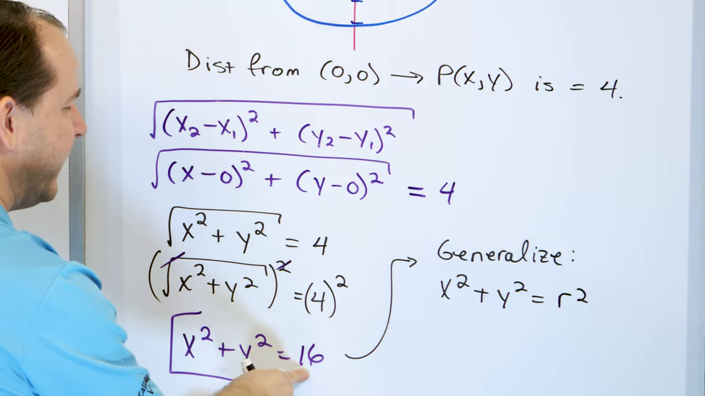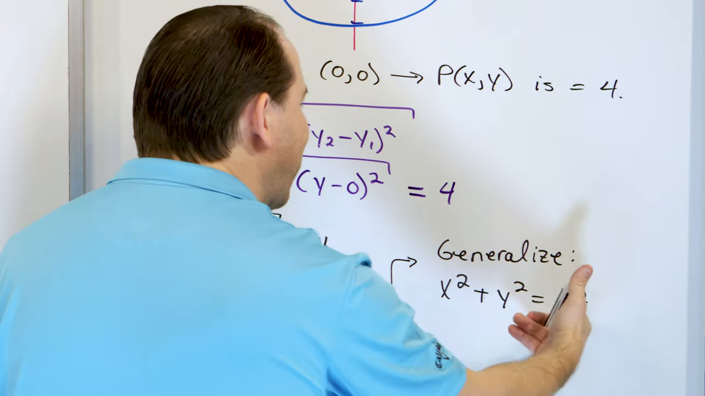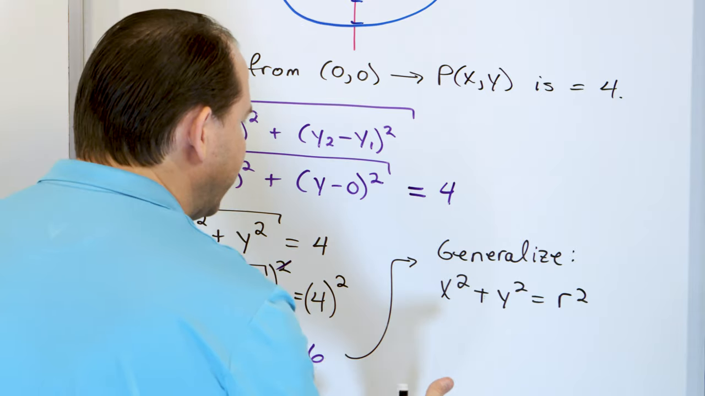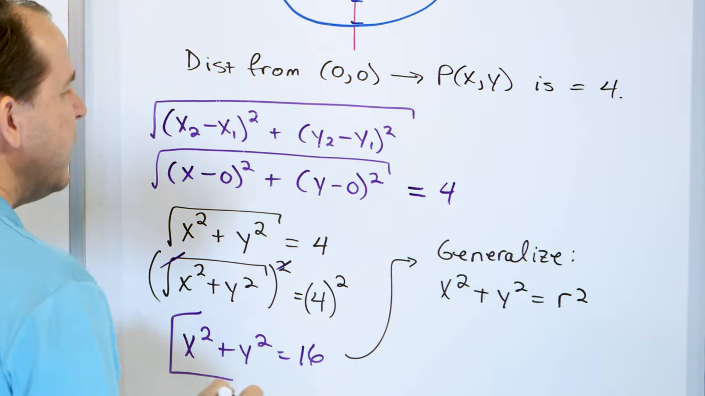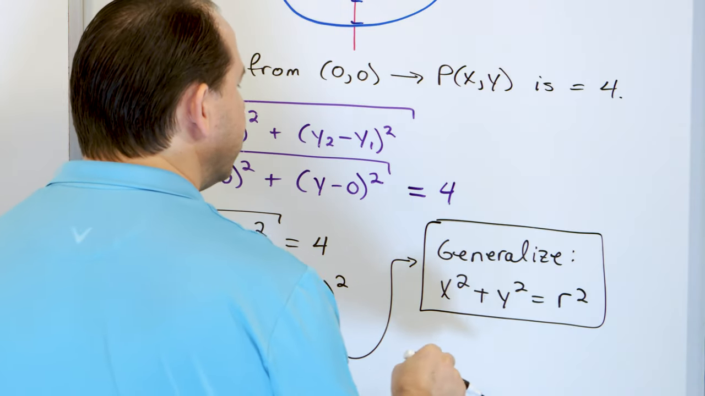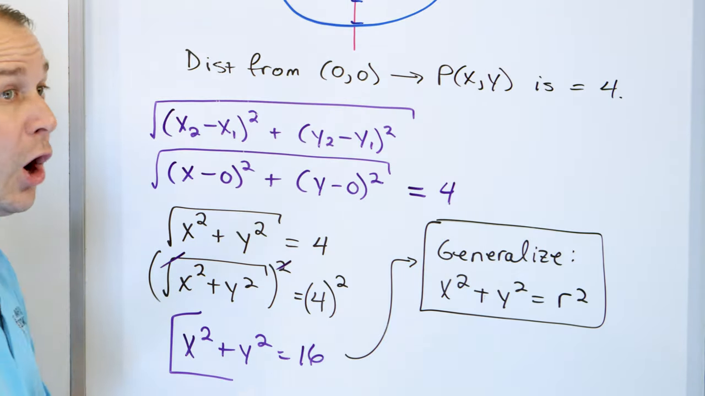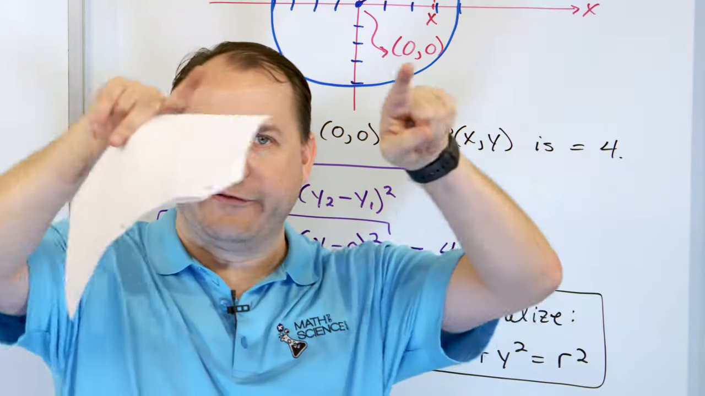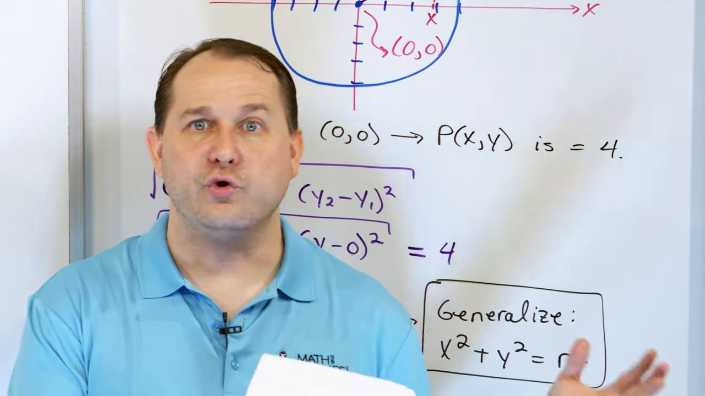We squared the radius. So if the radius were 10, we would square it and we would get 100 on the right. If the radius were 3, we would square it and we would get 9 on the right. So this is the equation of a circle centered at 0, 0 with a radius of r, whatever that radius is. So that's how we go from here's the special shape called a circle, to what is the equation of that.